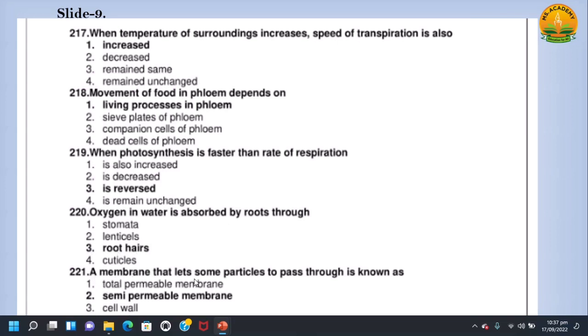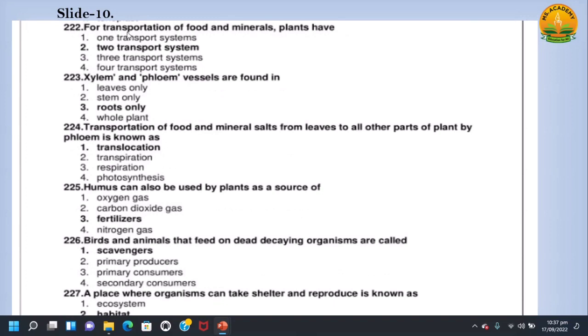A membrane that lets some particles to pass through is known as, right option is semi-permeable membranes. For transportation of food and minerals plant have, right option is 2, two transport system. Xylem and phloem vessel are found in, right option is 3, roots only. Transportation of foods and mineral salts from leaves to all other parts of plant by phloem is known as, right option is 1, translocation.